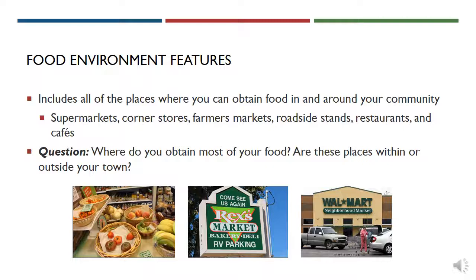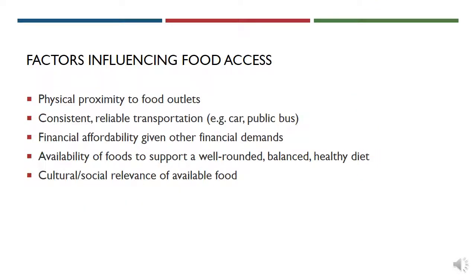So where do you obtain most of your food? Are these places within or outside your town? Many factors influence one's access to food. These factors can include physical proximity to food outlets, having consistent, reliable transportation, financial affordability given other financial demands, availability of foods to support a well-rounded, balanced, healthy diet, and having cultural, social relevance of available food.